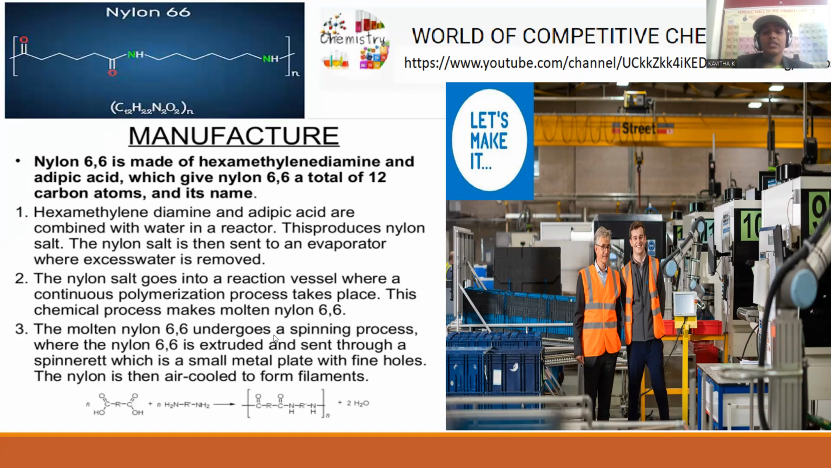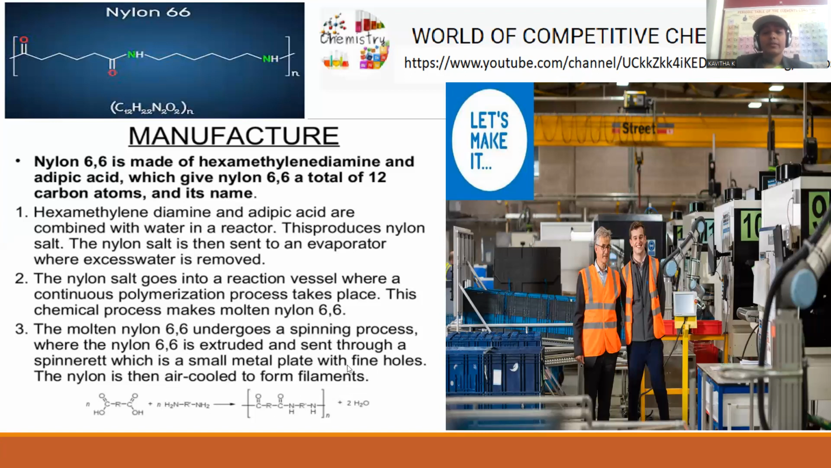The molten nylon 66 undergoes a spinning process. Now it will be spun, because its most wide applications are found in the textile industry. The nylon 66 is extruded and sent through the spinneret, which is a small metal plate with fine holes. The nylon is then air cooled to form the filaments.